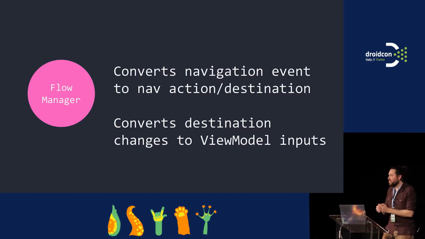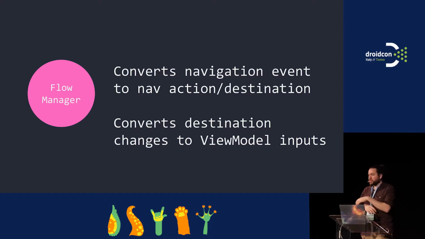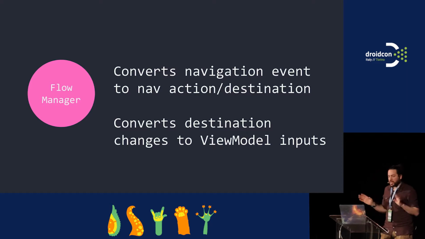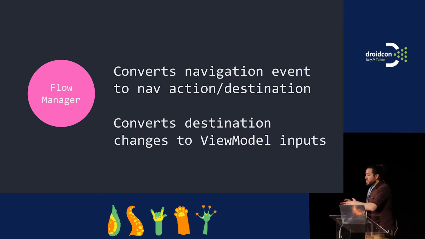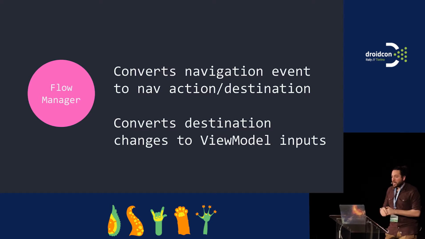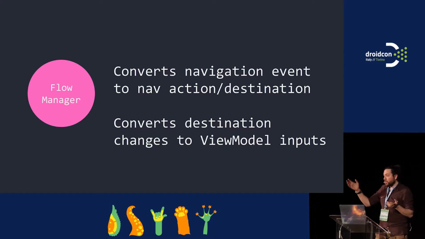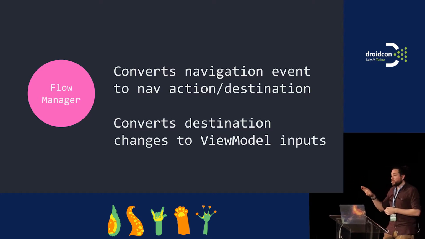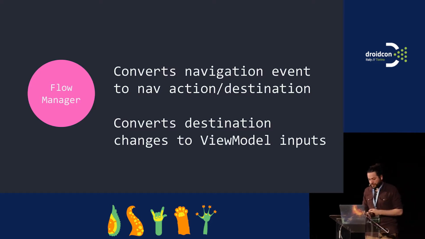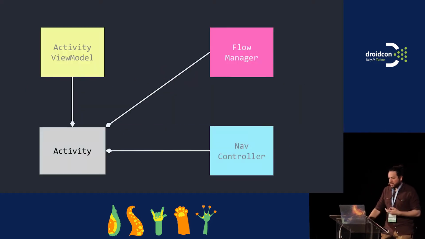It could be called navigator, it could be called any name you want. We call that flow manager, but that was just our choice. And the idea is to convert navigation events to navigation destinations. The role of this flow manager was also to look for the destination changes and be able to update the view model and to update the view state depending on the screen. So this is our role.